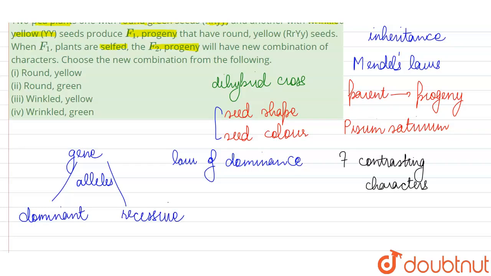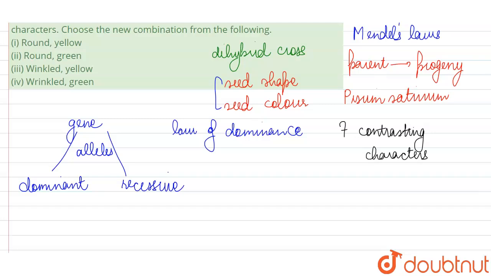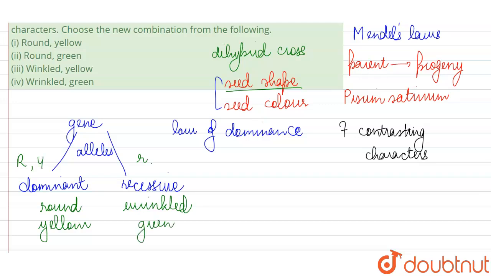So, because they are contrasting characters, we are going to have only two distinct types of phenotype. For seed shape, the dominant phenotype is the round shape, which is produced because of the capital R allele, and the wrinkled shape over here is the recessive phenotype produced because of the small r. Similarly, when we talk about the color, yellow color is dominant here, produced because of capital Y, and green color is recessive, which is produced because of the small y allele.